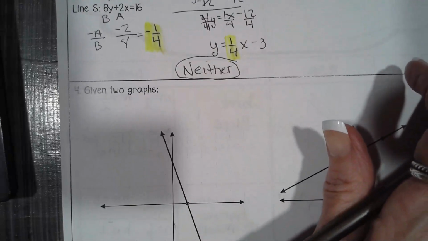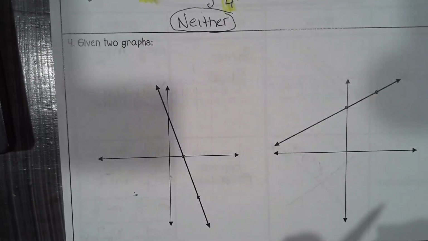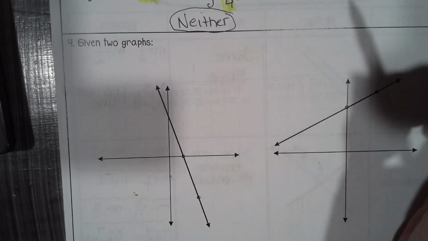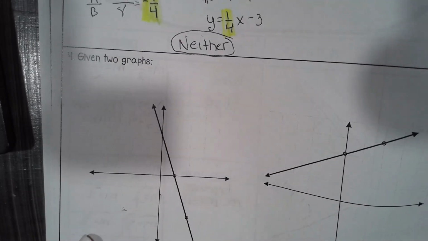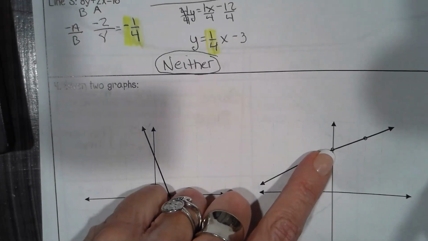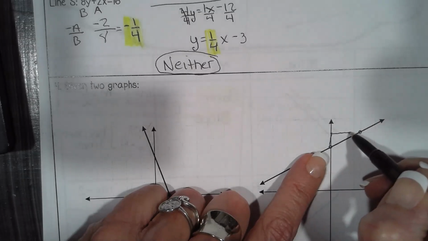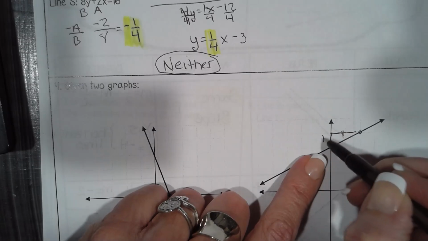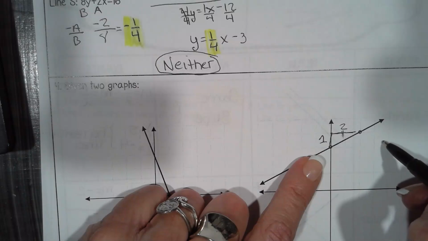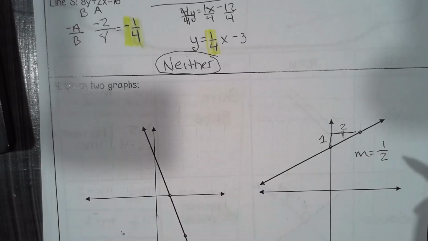Given two graphs, you're determining parallel or perpendicular. Basically, let's see. Do we have lines on here that we can even see? Yep, there's lines. Hopefully there'll be lines on yours. So you rise 1 and run 2. And if you look carefully, there's some little lines here. Rise 1 and run 2. So rise over run, the slope here is 1/2 for this line.